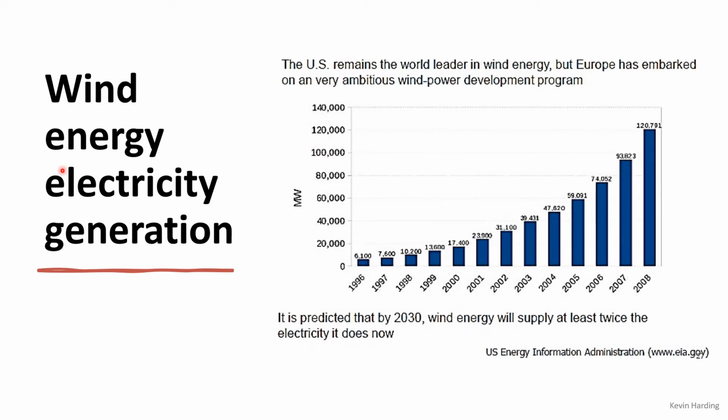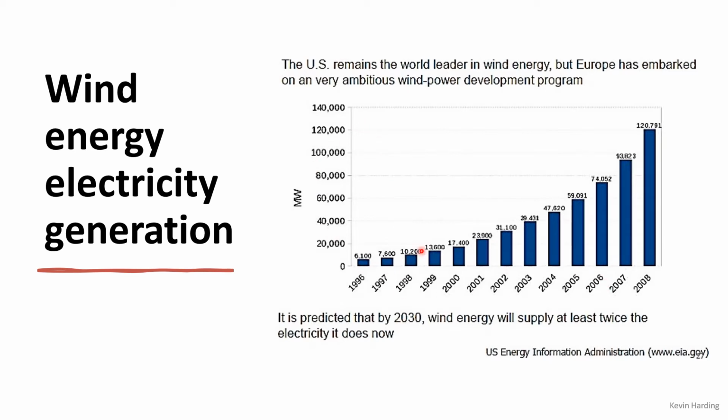The US still remains the world leader in wind energy, but Europe has embarked on various wind power development programs. In terms of what this is, this is the US data again. In the US by 2030, wind energy will supply twice the electricity it does now. This data is 2013 data from what I recall. So from 2013 to 2030, wind energy is going to potentially double in the USA.